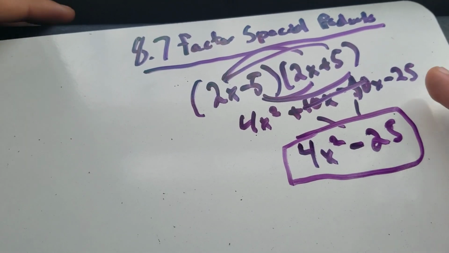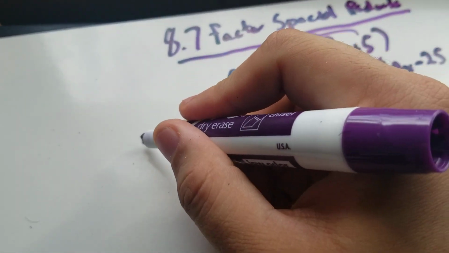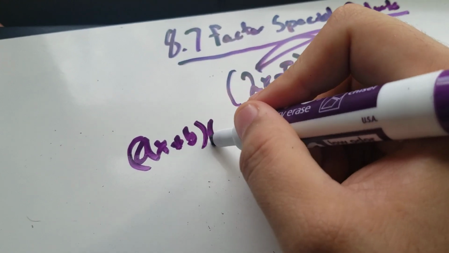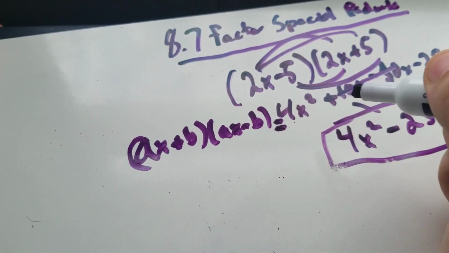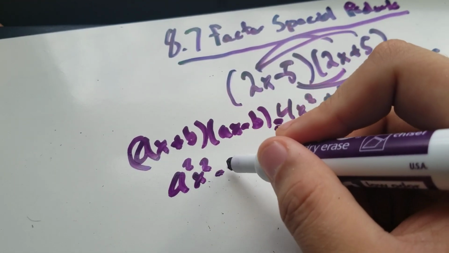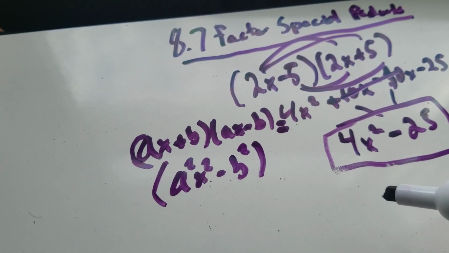If you remember, this was considered a special case. And the special case worked like this: ax plus b, ax minus b will end up equaling a squared x squared minus b squared. And that was the special case.